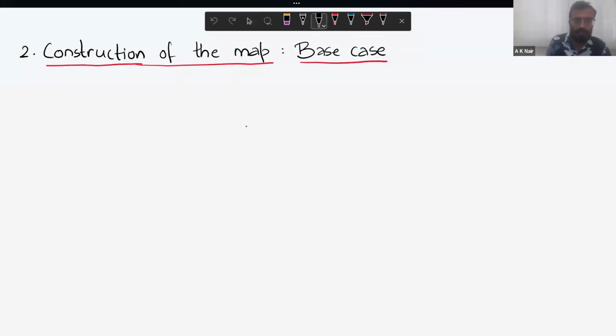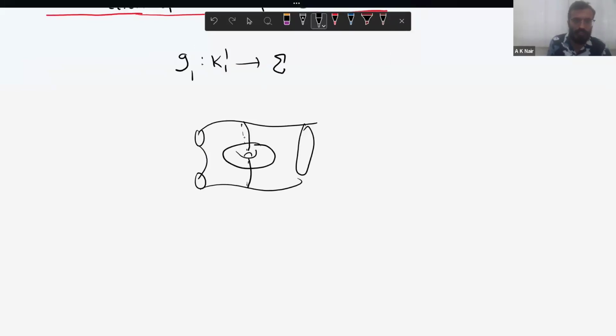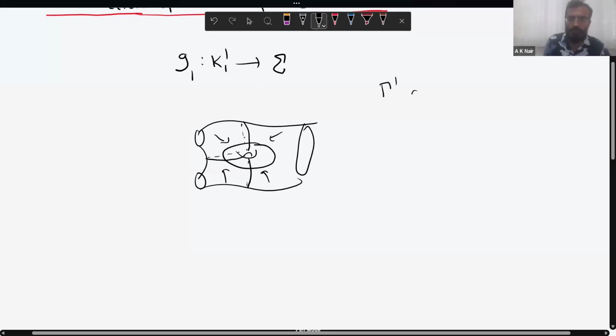Now how would I construct the first map, G_1 from K_1 prime to sigma? First thing to note is that if you have any surface with boundary, there is a graph onto which it deformation retracts. Let's call that graph gamma prime. Sorry, I should have written it the other way: K_1 prime deformation retracts to gamma prime.